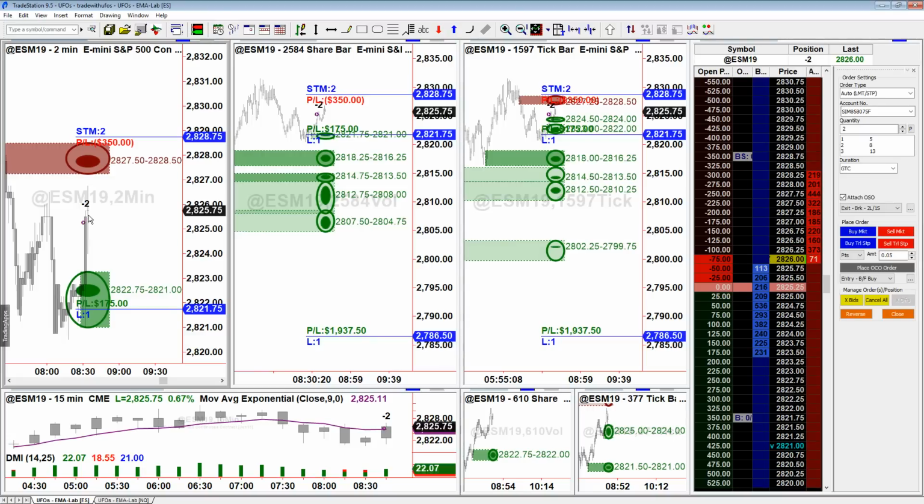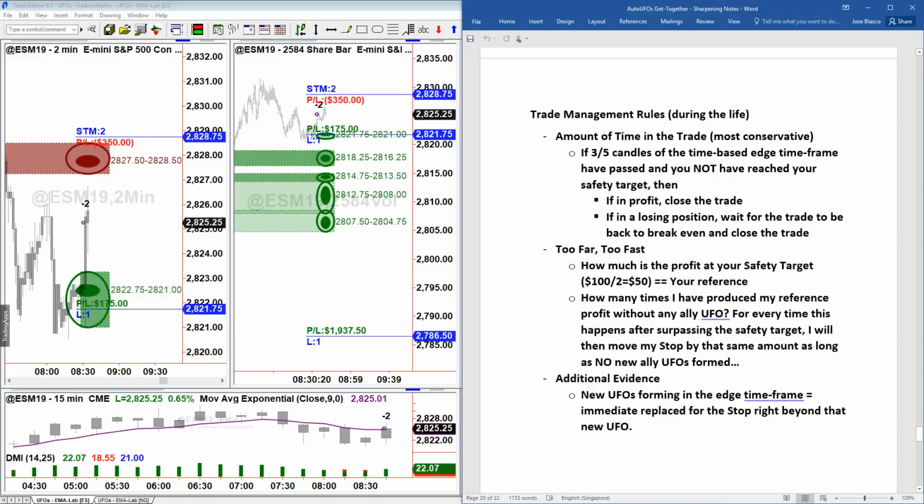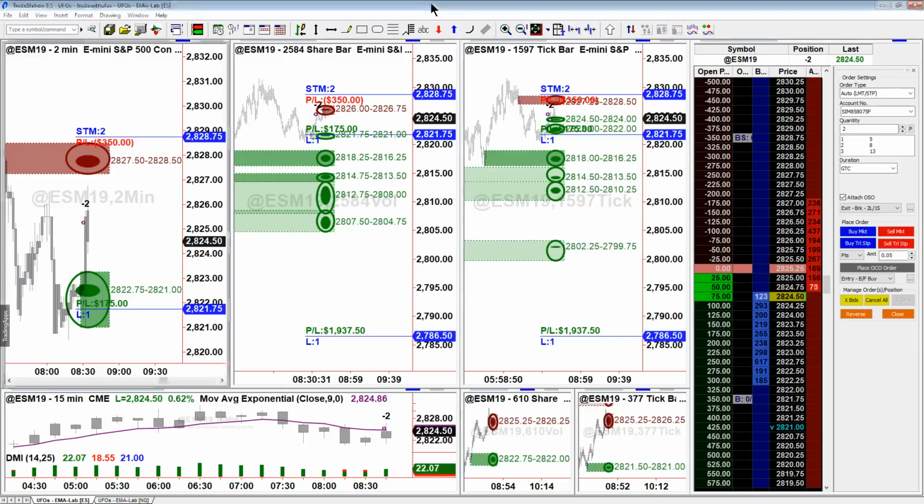We are now running two candles. We are candle number 2. Okay. So one of the rules, if you are strict on the risk management, one of the rules is if in 3 to 5 candles you have not reached the safety target, okay, then close the trade if you are in profit, okay, or if you're not in profit, just wait until it's break even and get out.